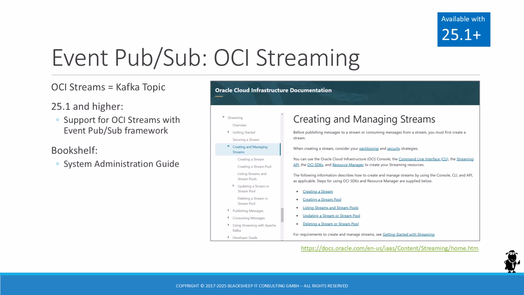Many cloud vendors, including Oracle, run their own implementation of the popular Apache Kafka streaming platform. In case of Oracle Cloud Infrastructure, the service is known as OCI Streaming. OCI customers can set up streams, which are the equivalent of a Kafka topic. With Siebel CRM 25.1 and higher, OCI Streaming can be connected out of the box, extending the Siebel EAI capabilities even further.